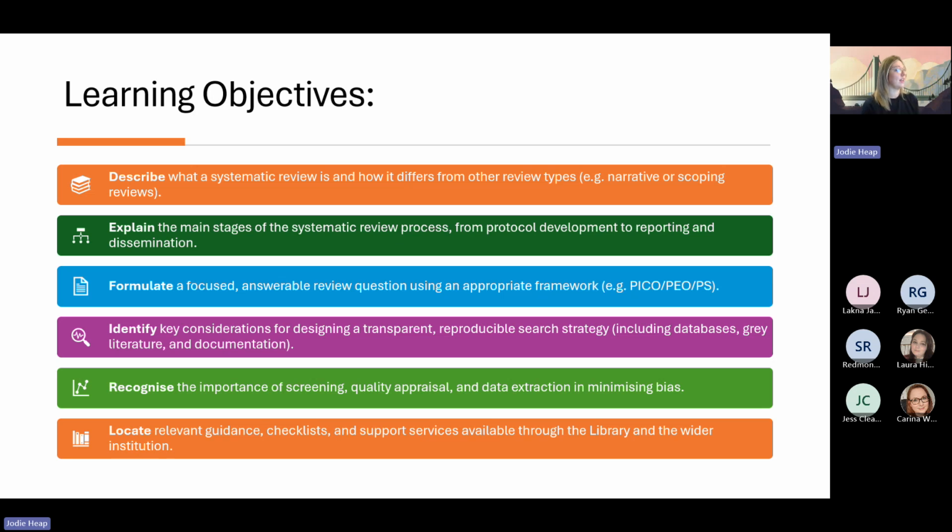We're going to recognise the importance of screening, quality appraisal and data extraction whilst minimising bias. And we're going to locate relevant guidance, checklists and support services that are available through the library and externally.